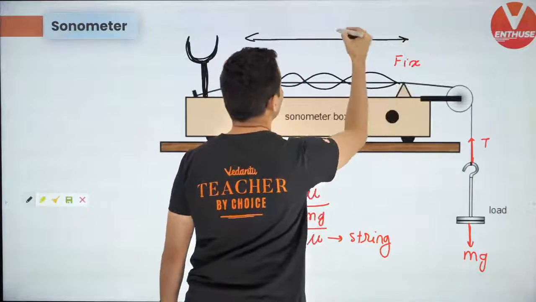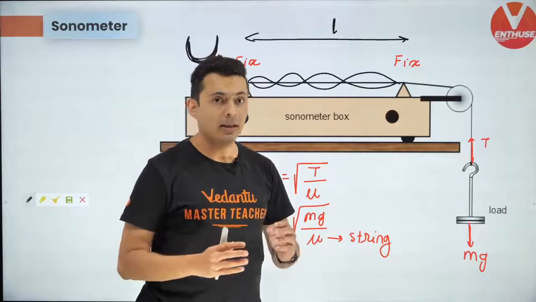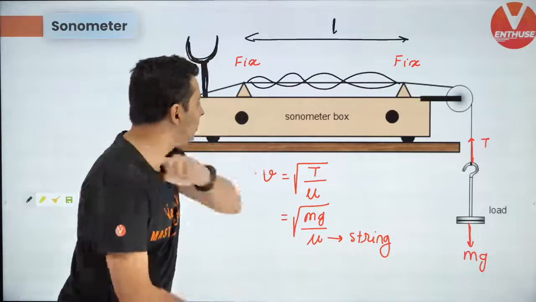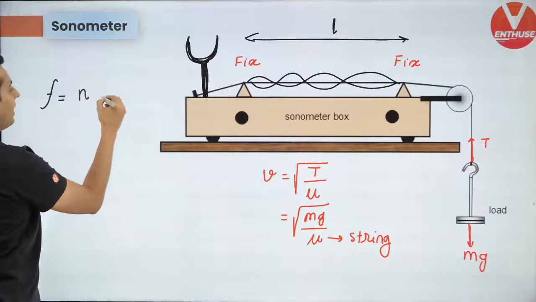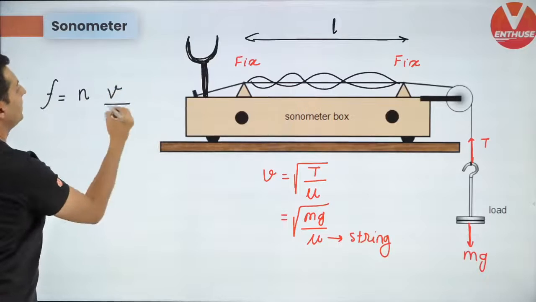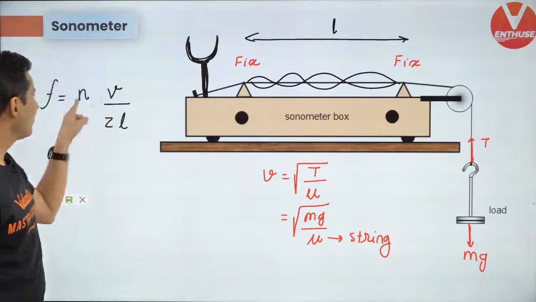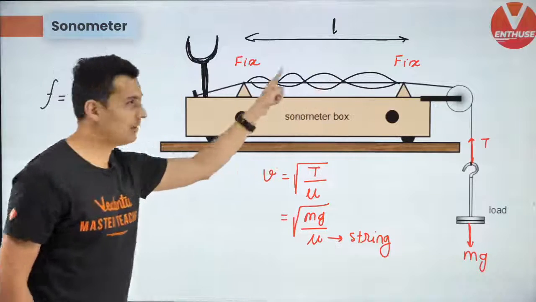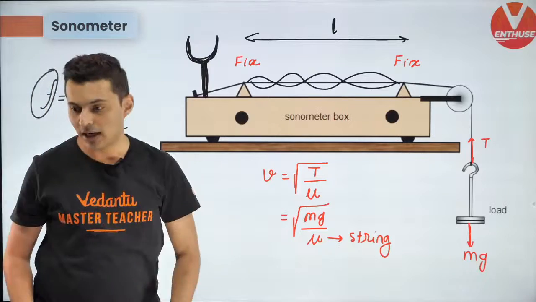You know the length between them. You ask your lab partner whose head is vibrating, and he will measure the number of loops over here, and then from this you will write N and V divided by 2L. L you can measure, V using this, N you ask your lab partner whose head is vibrating, and that will give the frequency of that unknown tuning fork. I hope this is clear.